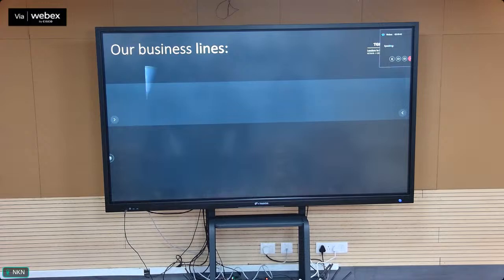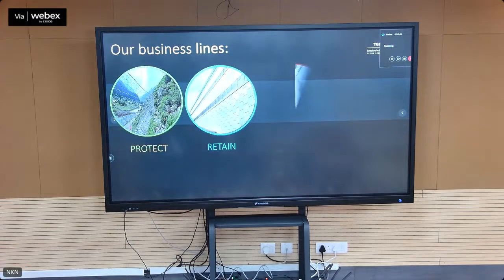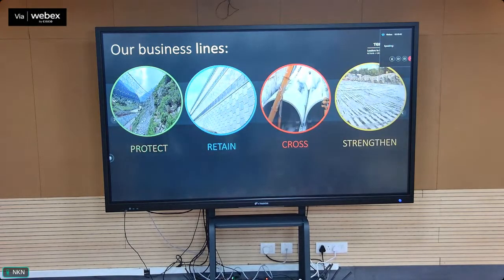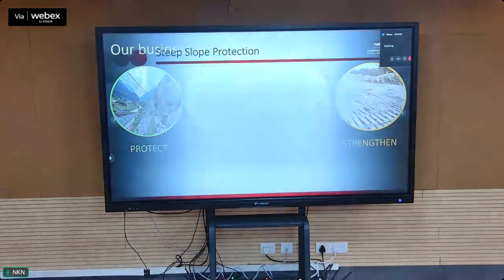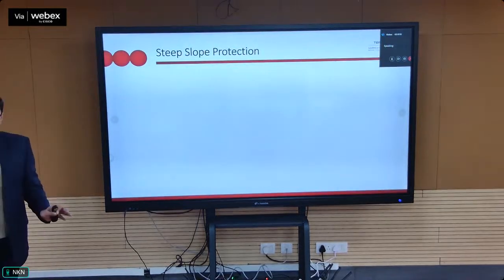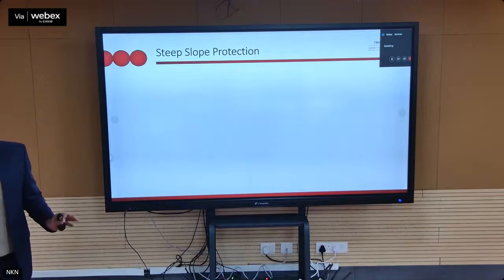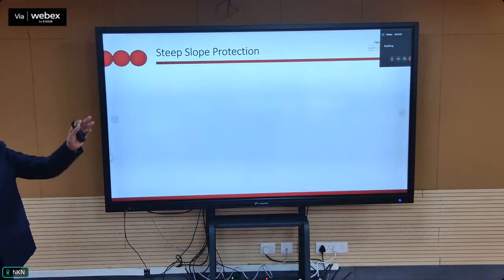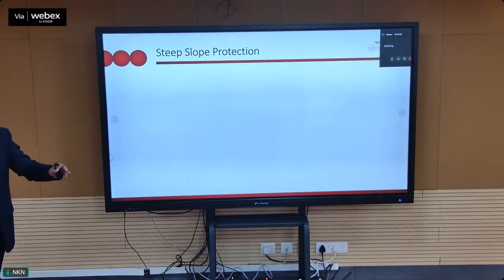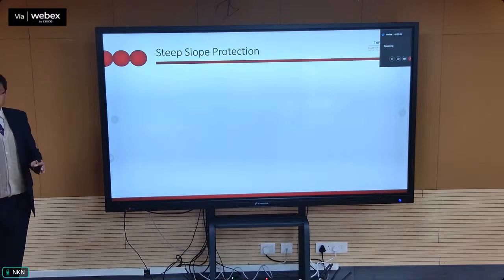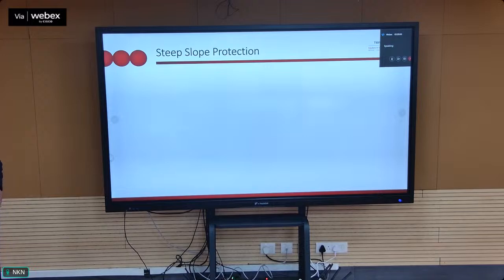So we are into protect, cross, and step. I'll not go into this. I'll bring it to the most important problem of hilly terrain, the steep slope. 120 meters, 100 meters, 70 meters. Do we construct a complete structure right from the base, or do we look for a space in between and work on it? We have solutions.